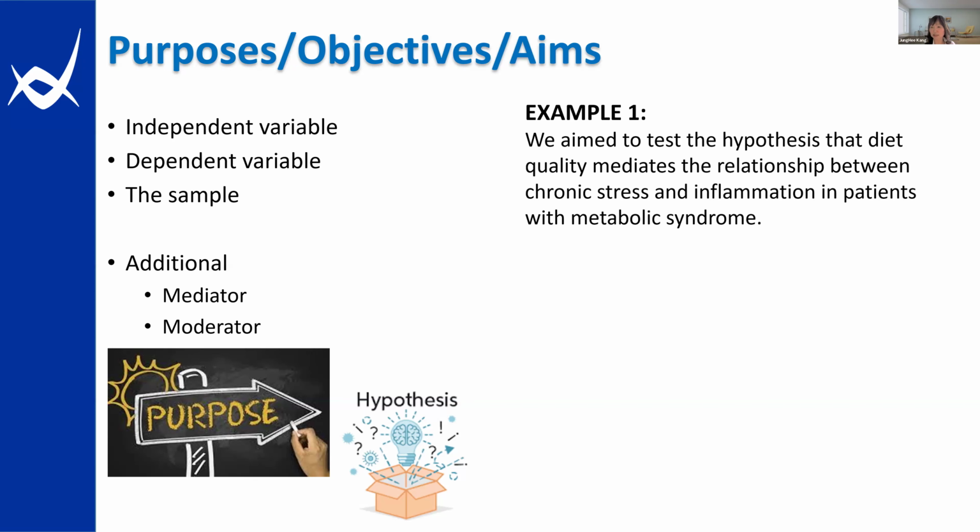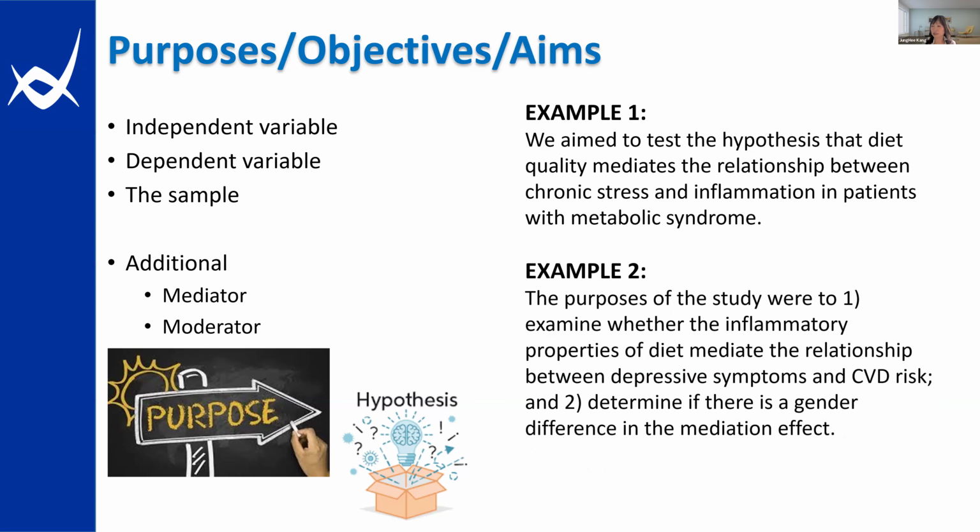So here's one example I did before. The purposes of the study were to examine whether the inflammatory properties of diet mediate the relationship between depressive symptoms and CVD risk, and determine if there is a gender difference in the mediation effect, right? So you can use multiple purposes in this way as well. In this one, I did not put exactly a sample or target population because I was using big data, national survey data. So it was a general population, so I did not specifically write it here.